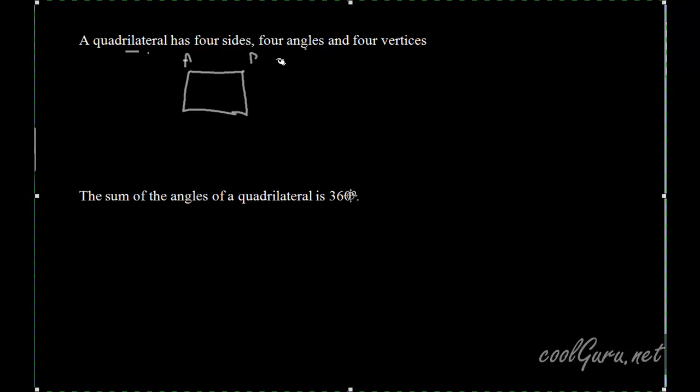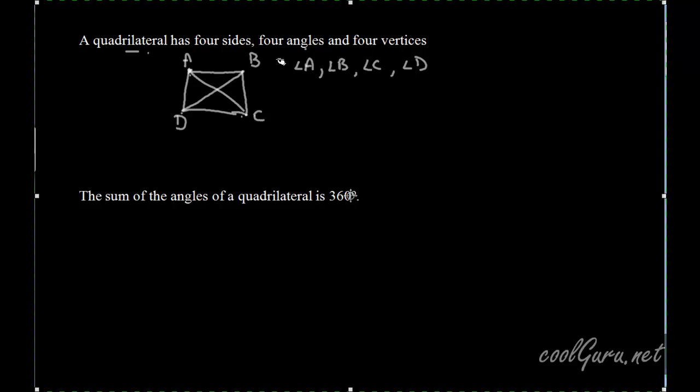A, B, C, D is any quadrilateral, a four-sided figure which has four angles: angle A, angle B, angle C, and angle D, and four vertices, these endpoints A, B, C, D, and four sides AB, BC, CD, and AD, and two diagonals AC and BD. So a quadrilateral is a four-sided figure with four angles and four vertices.